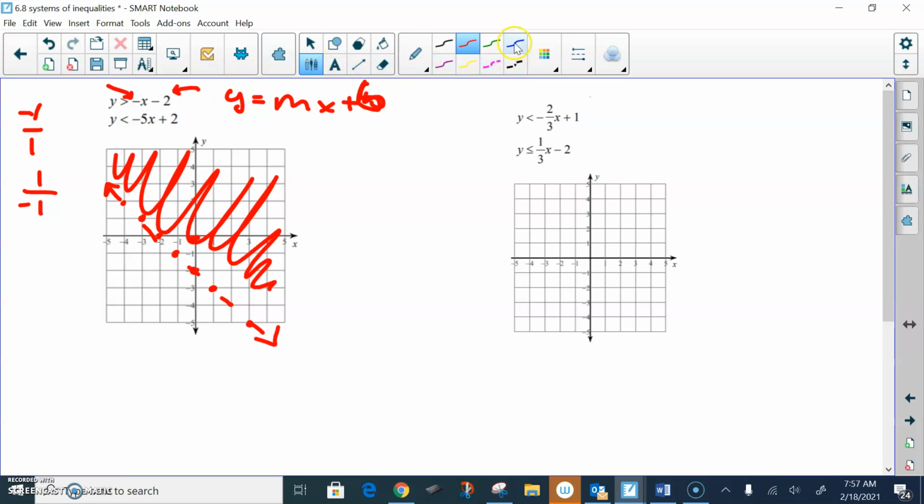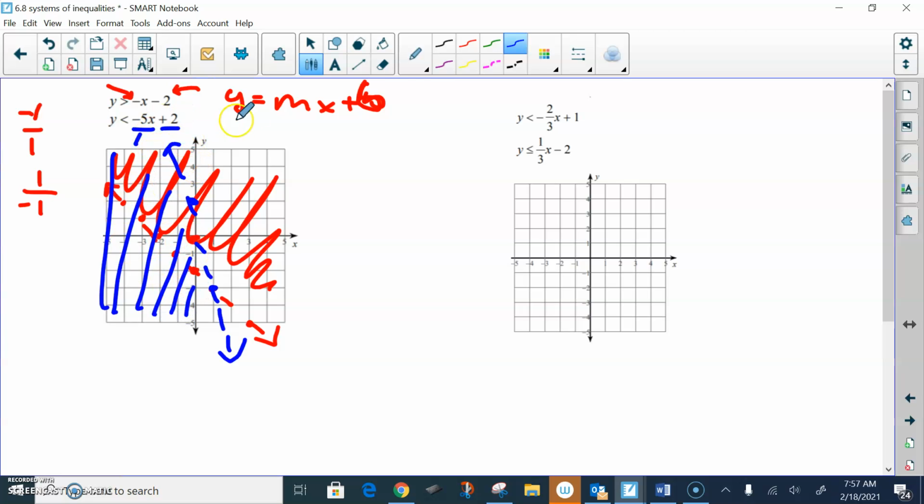Now let's go ahead and graph the second line. This time our b, our y-intercept, is at +2. So on the y-axis, we go to +2. Our slope this time is -5. Again, if it's a whole number, we put it over 1. So we have a rise of -5, so we go down 5, 1, 2, 3, 4, 5, over 1. And again, it's going to be a dashed line because there's no bar. The points on the line are not included. And we want points that are less than, so we're going to shade below that line.